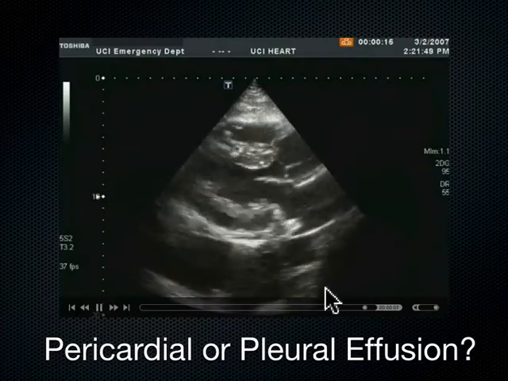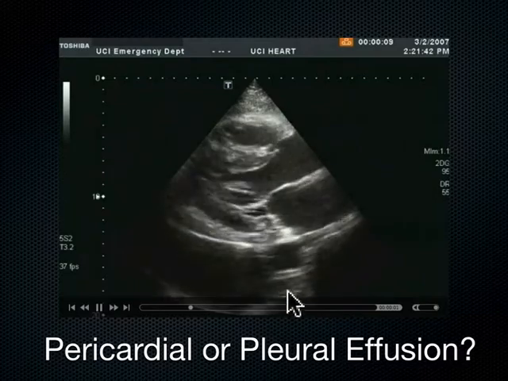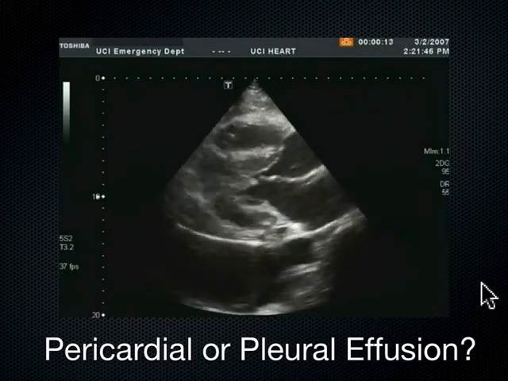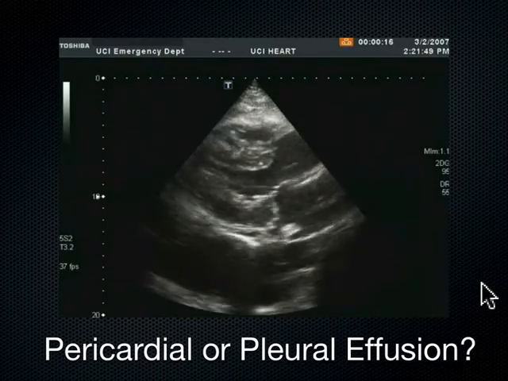This is posterior to the descending aorta. This fluid comes along, as Dr. Landorf is saying here, posterior to the descending aorta, and therefore, this is a pleural effusion. Confusing. I agree. It looks just like a pericardial effusion.